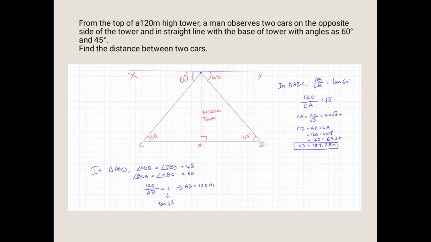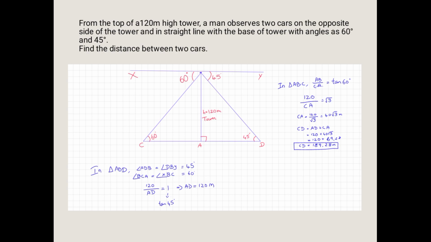In this question, you have to find the distance between two cars. A man is standing on a tower of height 120 meters, and he sees two cars on opposite sides. One makes an angle of depression of 45 degrees, and the other car, on the C side, makes an angle of depression of 60 degrees, and the total tower height is 120 meters. So now you have to find the distance between the two cars, that is, the entire length of CD.